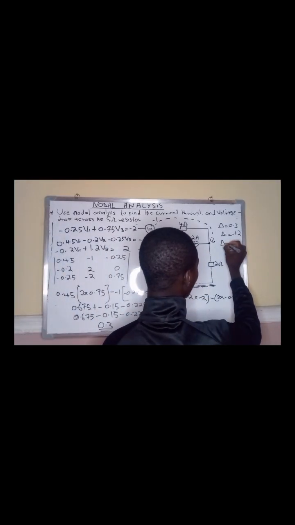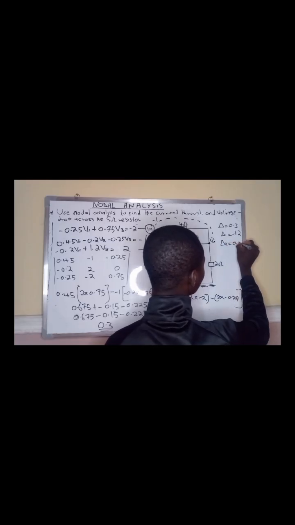0.225. So therefore I have to say 0.675 minus 0.15 minus 0.225. So therefore 0.675 minus 0.15 minus 0.225, I will get 0.3. So therefore the value of the second determinant is 0.3.